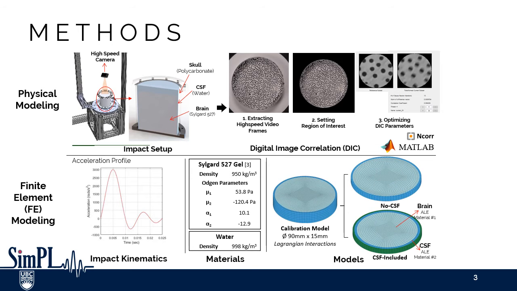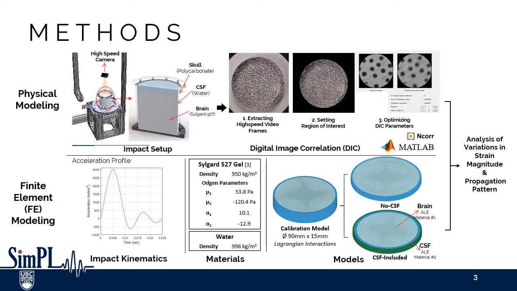The first one replicates the physical model used for calibrating DIC parameters. The other 2 represent thin 2D slices of the full-scale physical model, one with CSF and one without. The CSF is modeled using the arbitrary Lagrangian Eulerian method in LS-DYNA. Strain results from the physical and FE models are then compared.